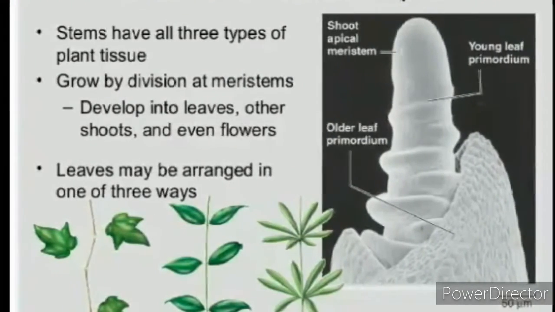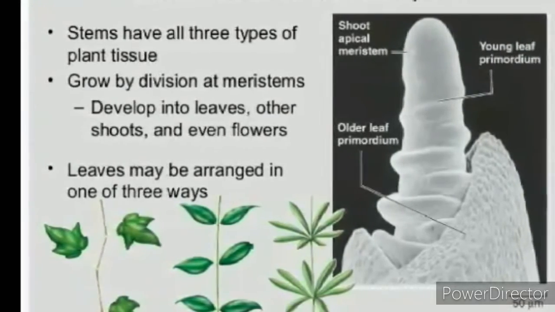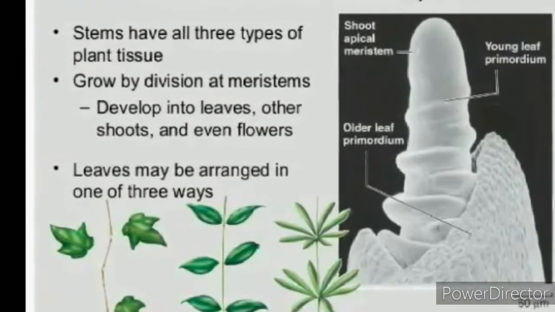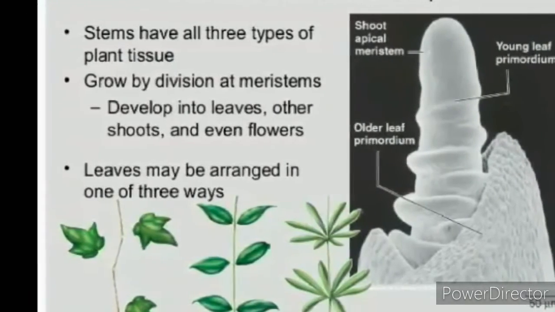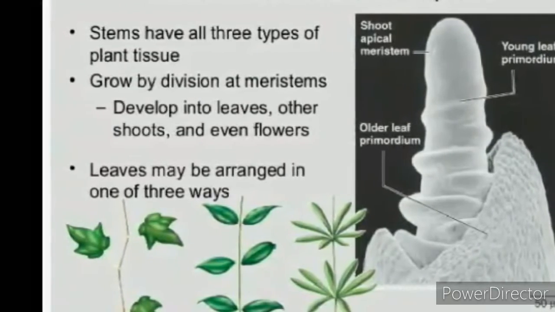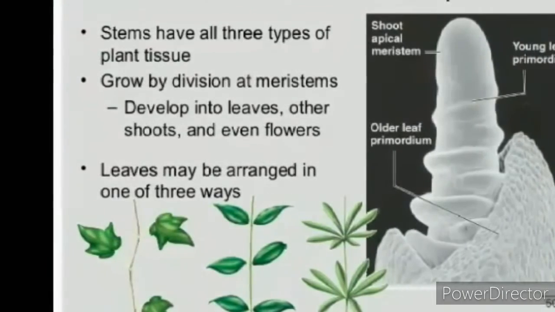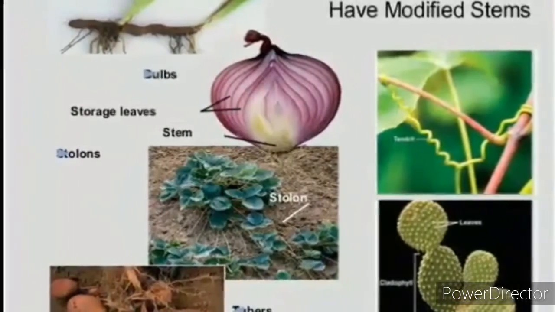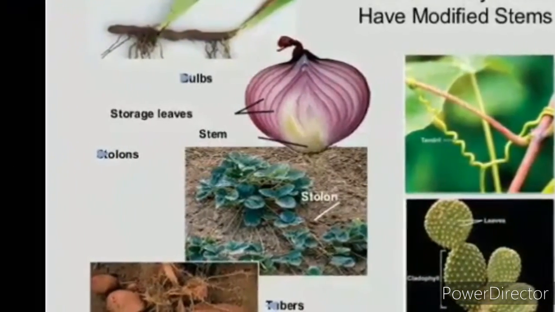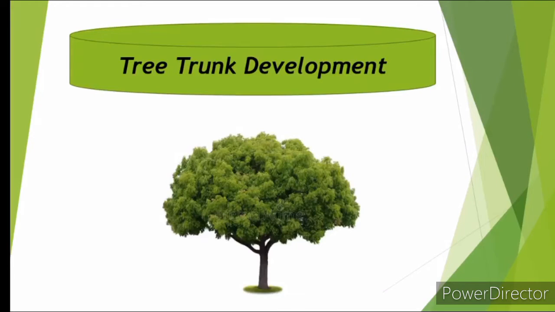Leaves may also be arranged in one of three ways. First is alternate, an example is ivy. Second is opposite, periwinkle, and third is whorled, sweetwood ruff. Many plants have modified stems, such as rhizomes, bulbs, stolons, tubers, and leaves.